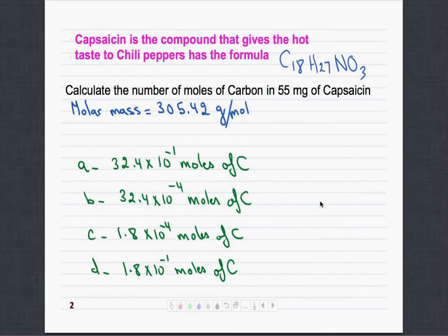I actually think it's B. Alright, why? So it's 55 milligrams. To convert it to grams, divided by 1,000. Okay. So that's how many grams. Then divide it by the molar mass. Divided by the molar mass? I think so, right? Why are we dividing? So it's grams per mole.